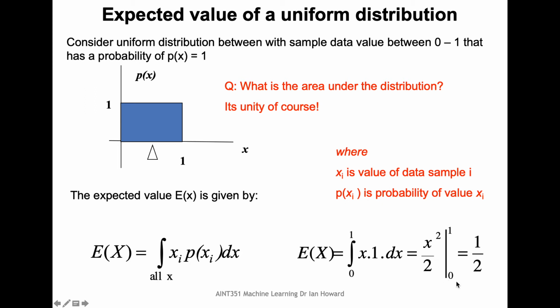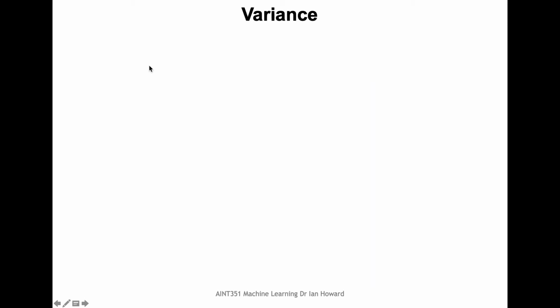So as you'd expect, looking at this uniform distribution that we've got here, the expected value of this uniform distribution, which is uniform between 0 and 1, is 0.5, which is kind of where you'd expect it to be. It's basically the middle value, right?